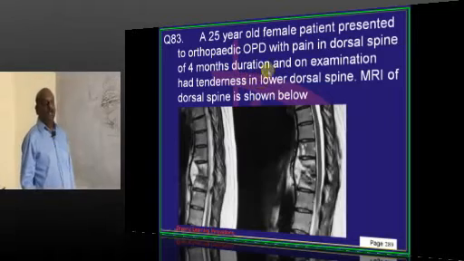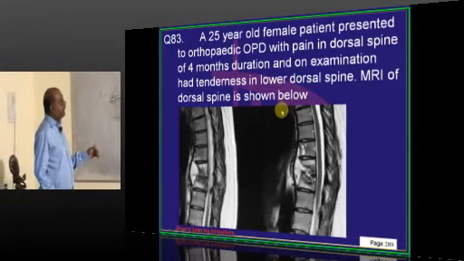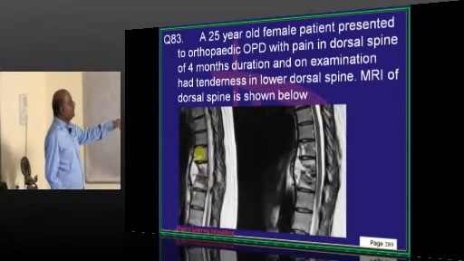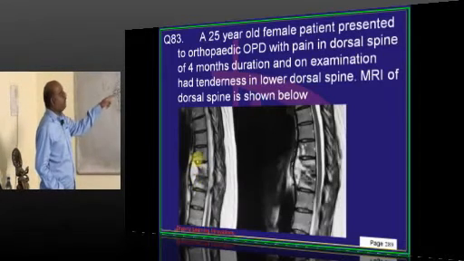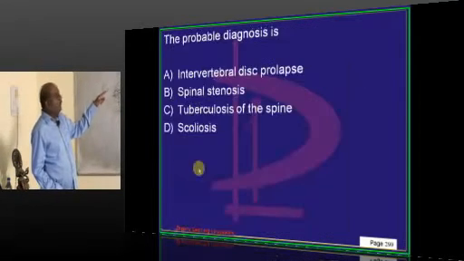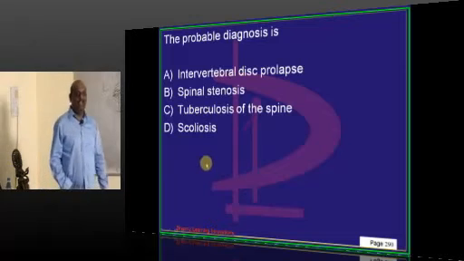25-year-old patient presents with tenderness in the low dorsal back and MRI is shown. What do you see here? Around the vertebra there is a paravertebral fusiform abscess. What is the common cause in this country?